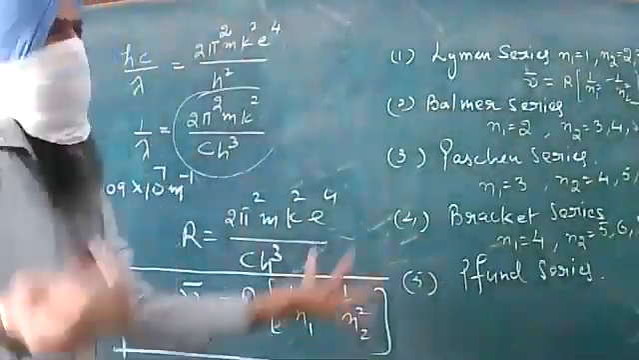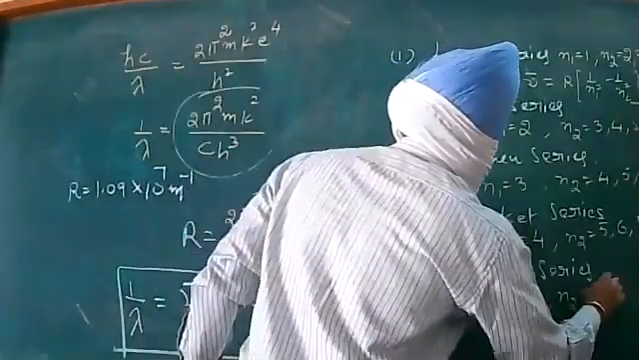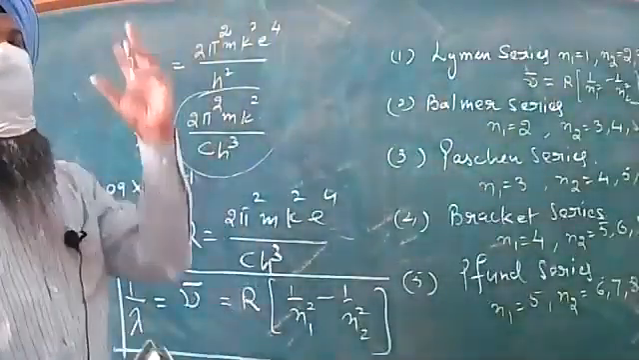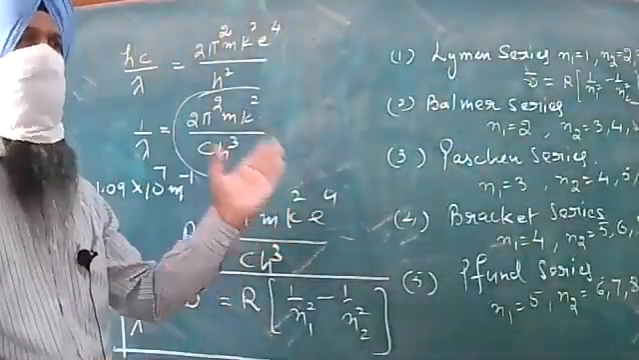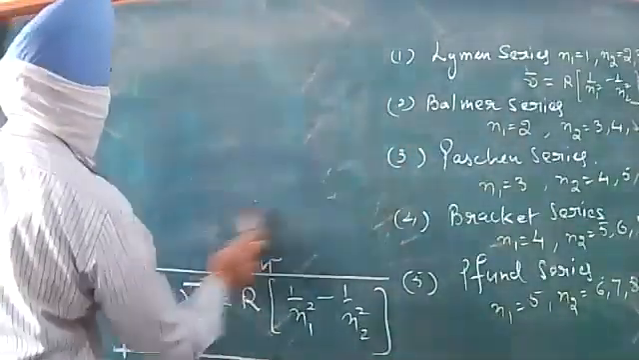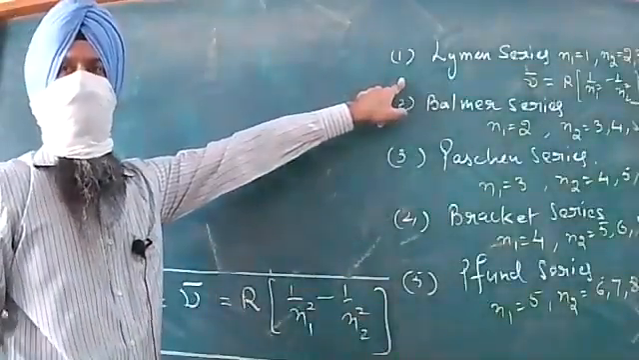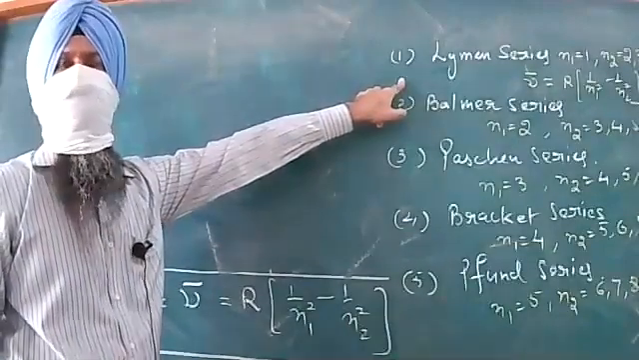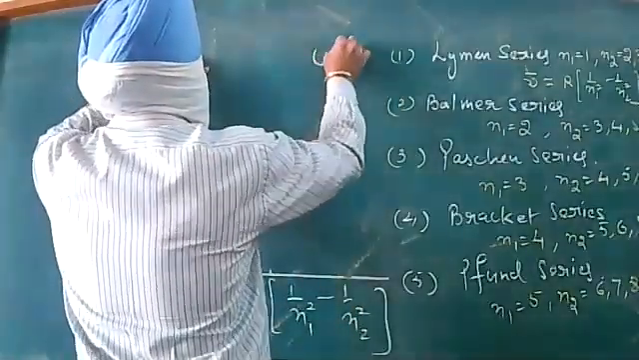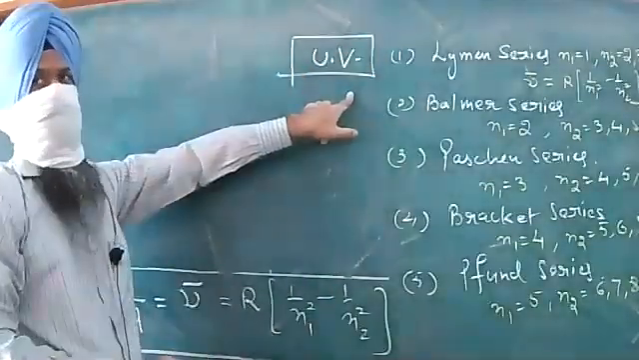And in the Pfund series, on the same pattern, n1 is 5, n2 is 6, 7, 8 and so on. Important information that may be asked in 1 or 2 marks regarding these. But when we talk about the Lyman series, the wavelengths present in the Lyman series belong to the ultraviolet region. A 1 mark question is directly asked.